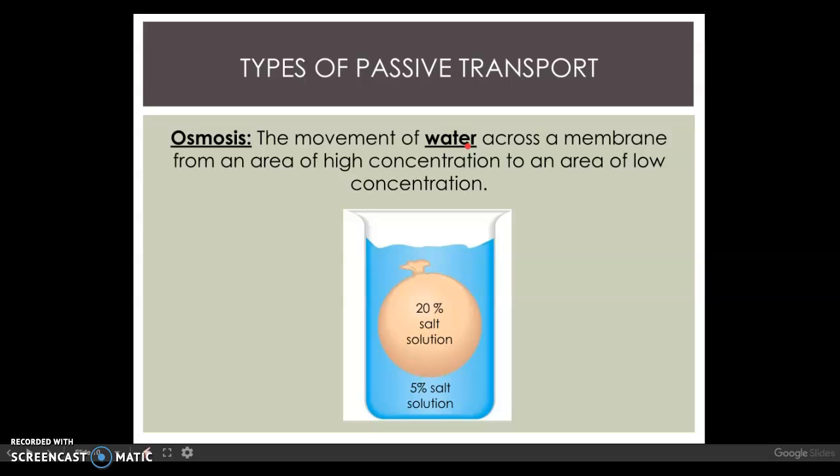We're going to look at the same situation. We have a bag that is 20% salt in a solution that is 5% salt. We're going to need to do a little bit of math. Since we know our salt solution percentages, we can figure out our water solution percentages. If we take 100 minus 20%, we get 80%. So we know that the bag is 80% water. If we take 100 minus 5%, we get 95%. So we know that the outside solution is 95% water.